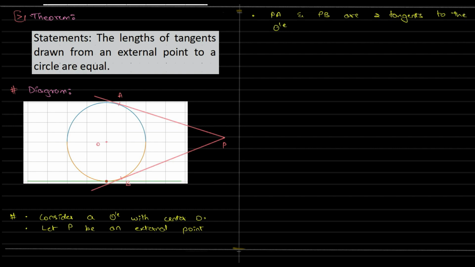Okay, so now I'll be writing what we have to prove. I hope you guys have got what we have to prove. We have to prove that PA is equal to PB. So next is your construction. Right, this is what we have to prove. The length of the tangents, that is PA and PB, from an external point to the circle are equal. So that's what we have to prove.